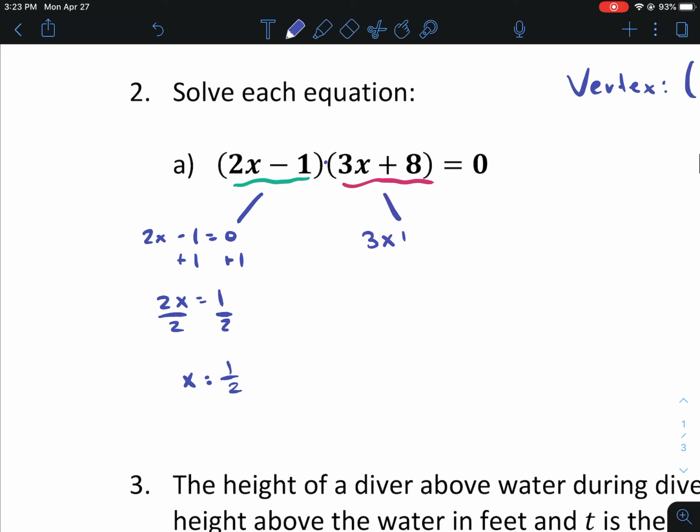Solving this one, 3x plus 8 equals 0. Subtract 8, we get 3x is equal to negative 8. Dividing by 3, we see that x is equal to negative 8 thirds. Right, and these are our two solutions here.